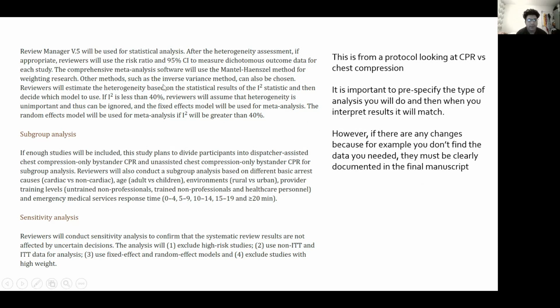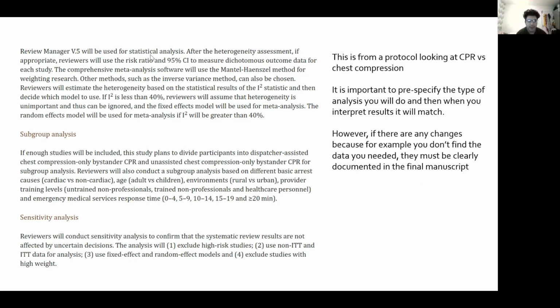So as you can see here, this is a protocol that I found on the internet for looking at CPR versus chest compression. Basically, they've said they're going to use RevMan, so they specified the type of software they'll use. They specified they'll look at heterogeneity, and once they've looked at heterogeneity, they will then do risk ratio and 95% confidence interval for dichotomous data. So again, it's two groups separately and checking the difference between them.